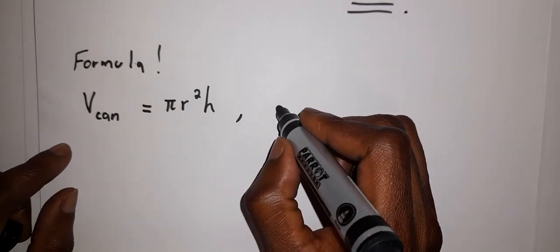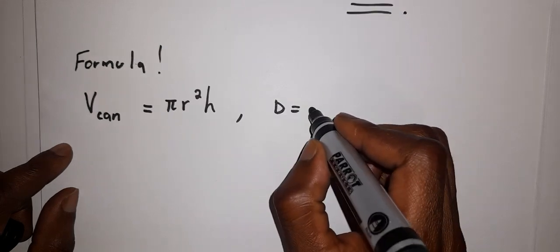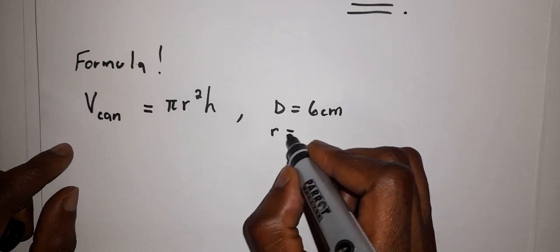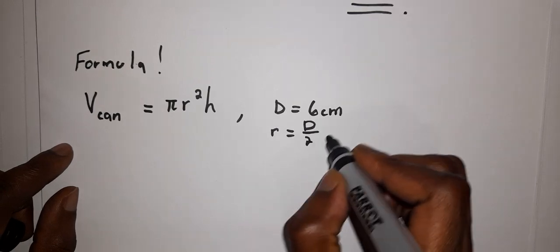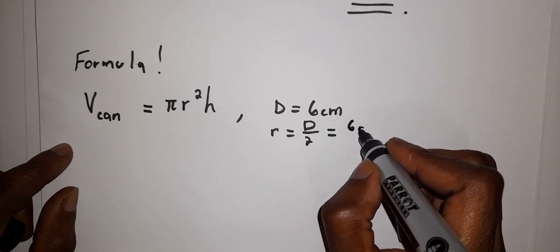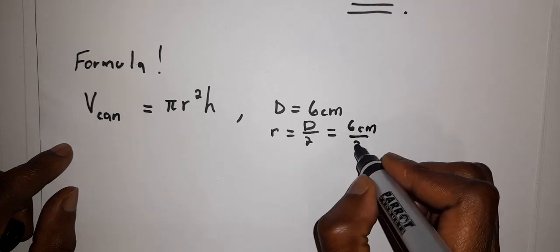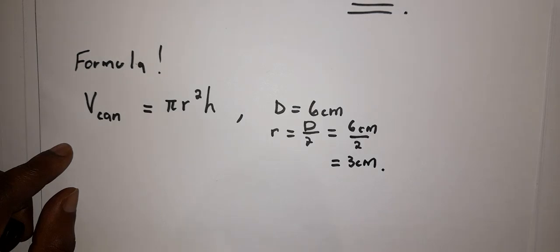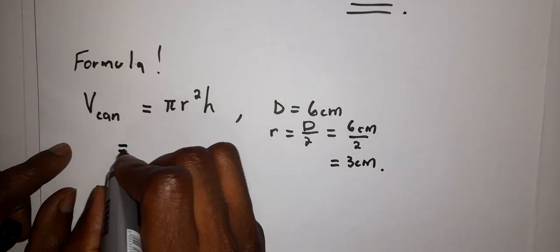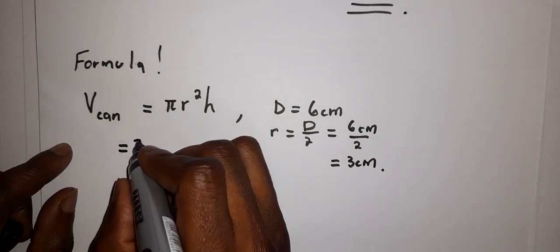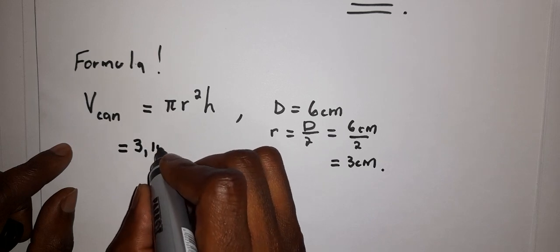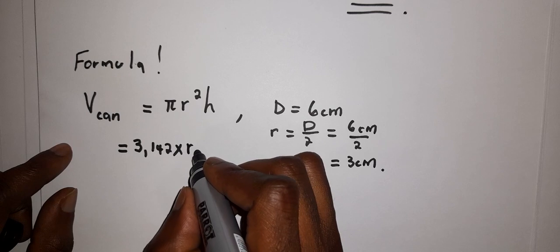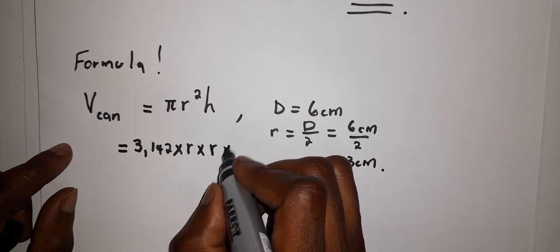So we know that we are given the diameter, which was 6 centimeters. Therefore, it means the radius is going to be the diameter divided by 2, which is 6 centimeters divided by 2, giving us exactly 3 centimeters. Right, quick substitution: we know that our pi is 3.142 times radius, we have r times this h.